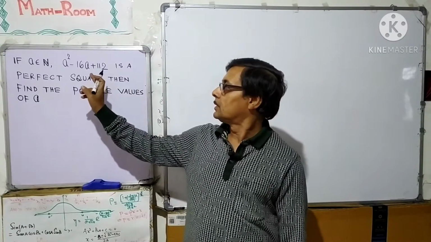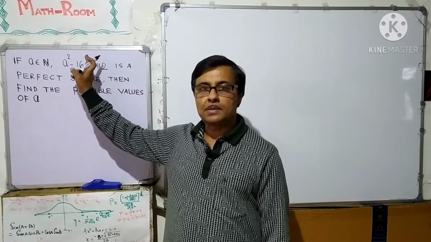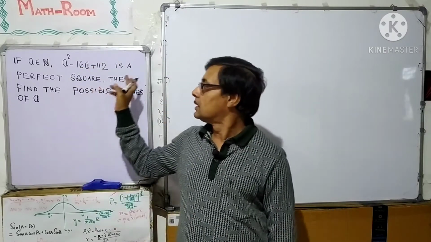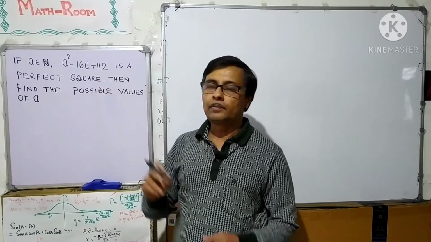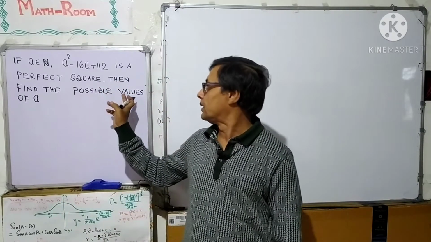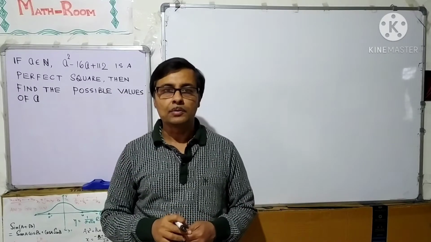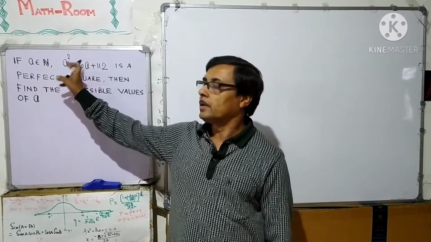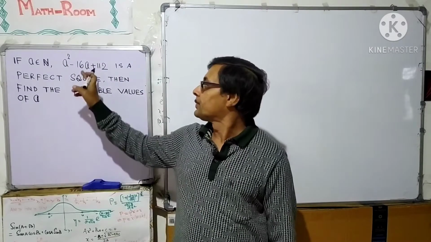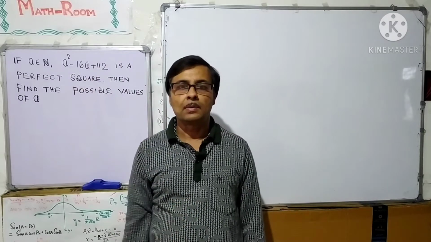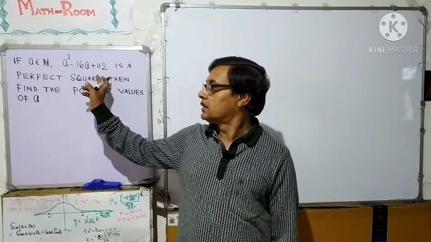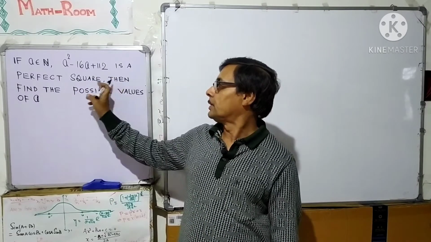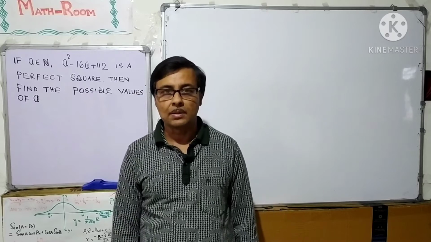This is the problem here. If a belongs to the set of natural numbers, a square minus 16a plus 112 is a perfect square. Then find the possible values of a, where a belongs to the set of natural numbers. Now, let us begin.